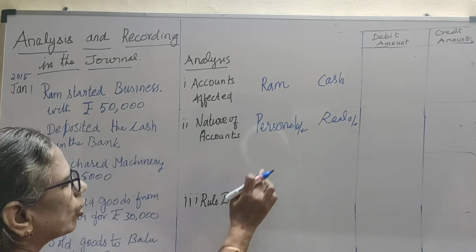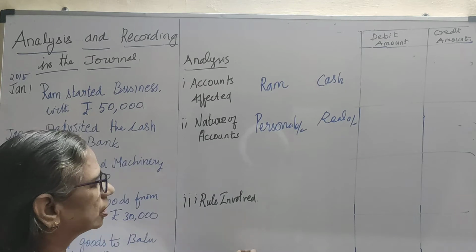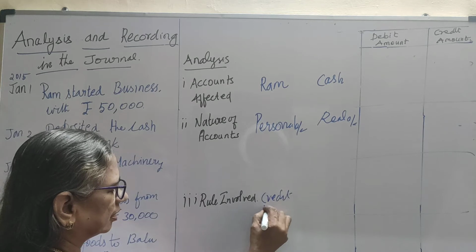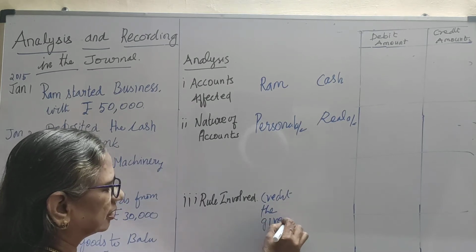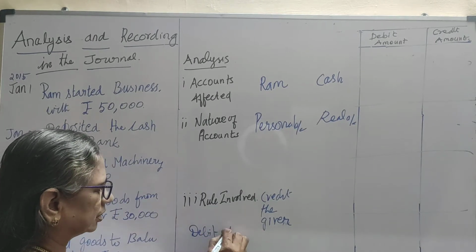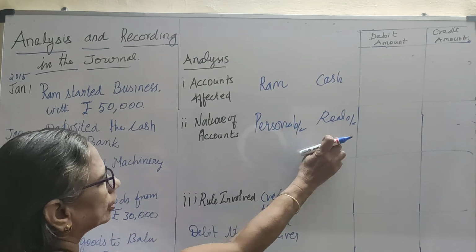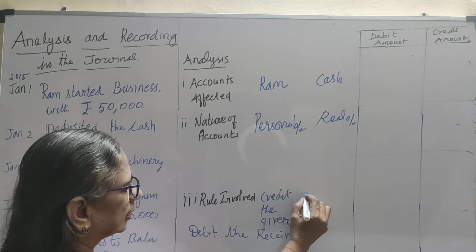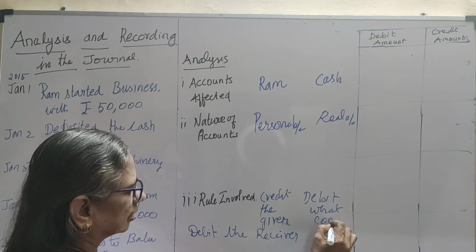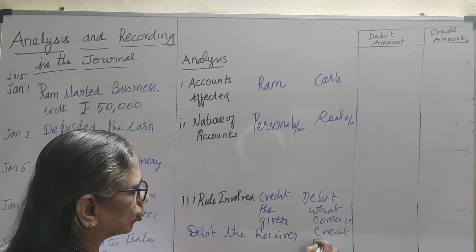Rule involved. What does the rule say for a personal account? Credit the giver, debit the receiver. Now what does the rule say about the real account? Debit what comes in, credit what goes out.